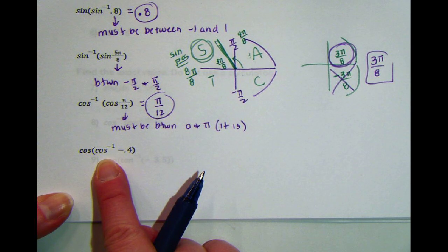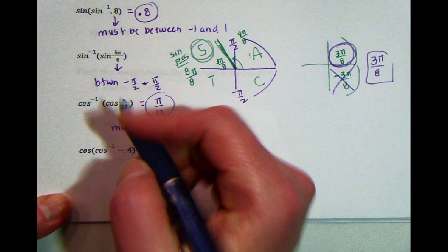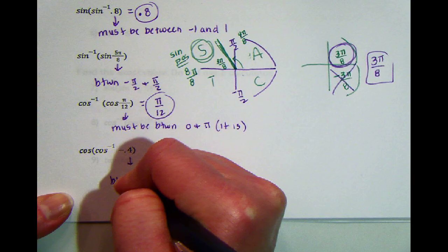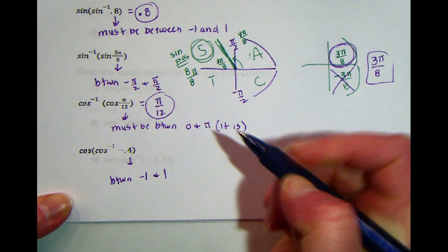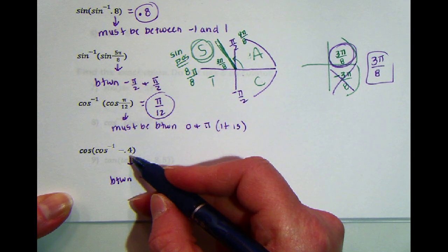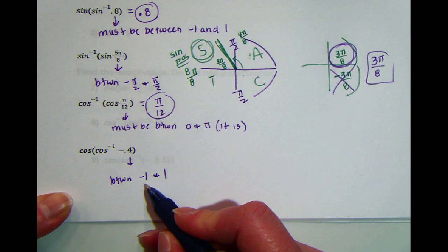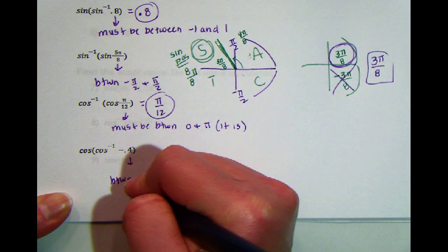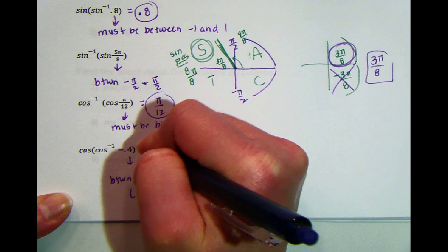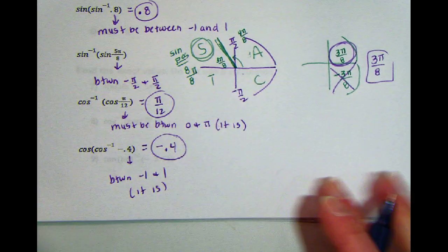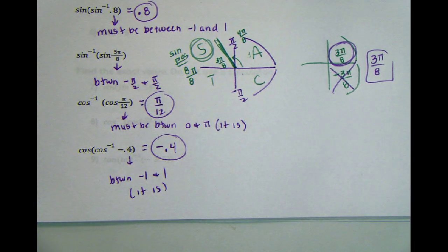Inverse cosine on the inside, if you look up top, this has to be between negative 1 and 1. Negative 0.4, that'd be like negative 40 cents. That's definitely between negative $1 and $1. So again, it is, so that is just the answer. And I believe that is it for this section of notes.